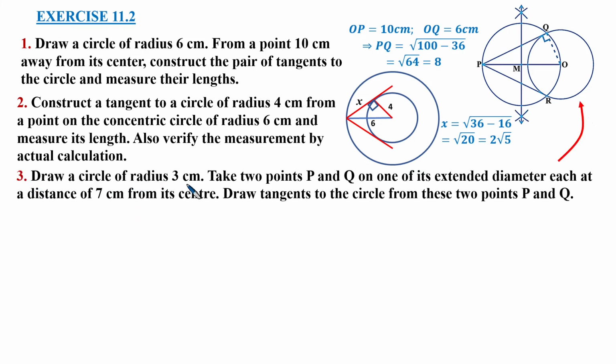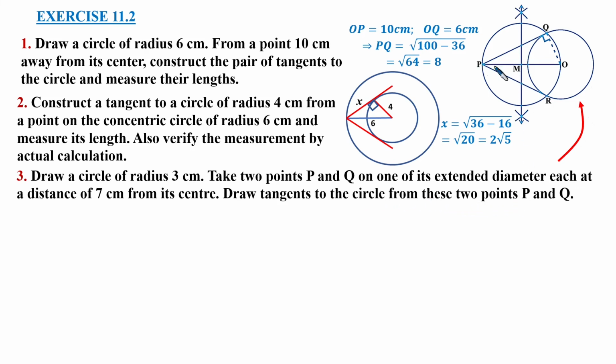Third, draw a circle of radius 3 centimeter. Take 2 points P and Q on one of its extended diameter, each at a distance 7 centimeter from its center. So 7 centimeter from the center you take from each side, and draw tangent to the circle from these 2 points P and Q.